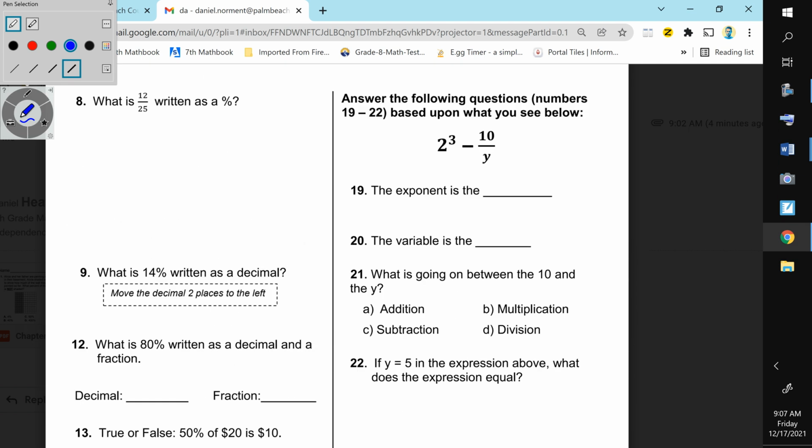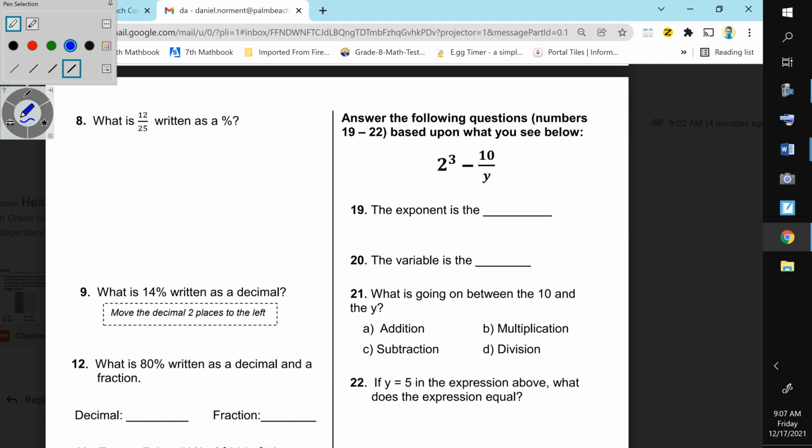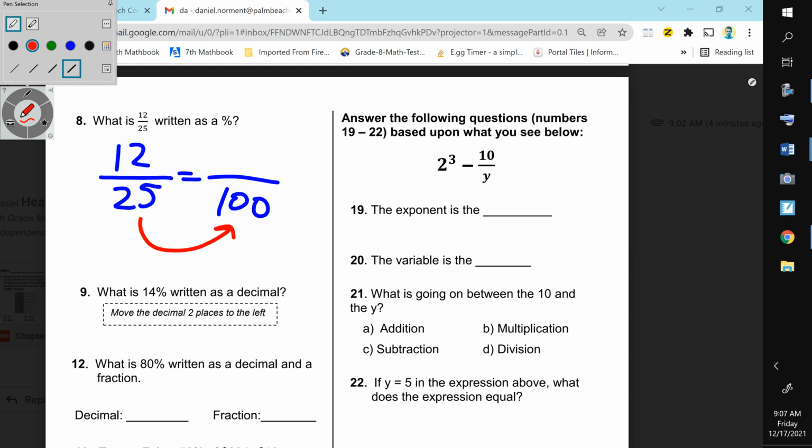Number 8, how do you write that as a percent? Well, a lot of you are probably going to struggle with this. So you're going to set it up like this, equal to 100. And then what I would do, 25 times 4 is 100. So take 12 times 4, and that will give you the correct answer, okay? 12 times 4.